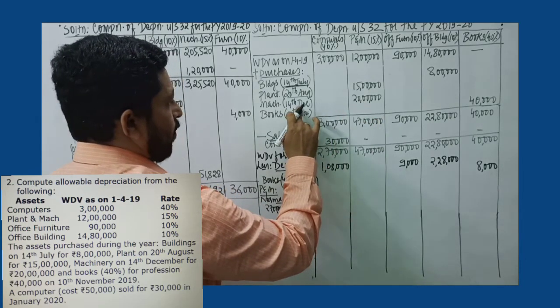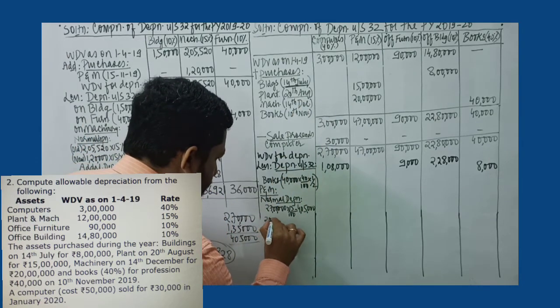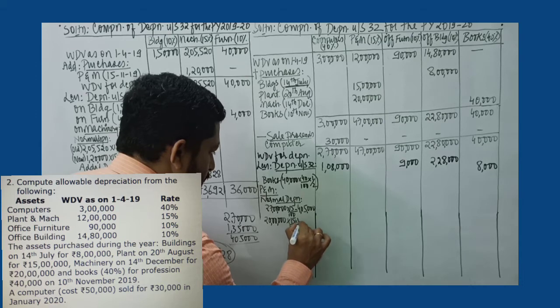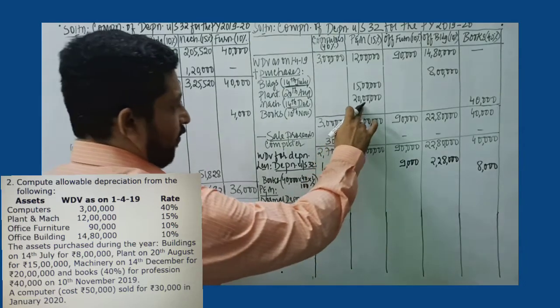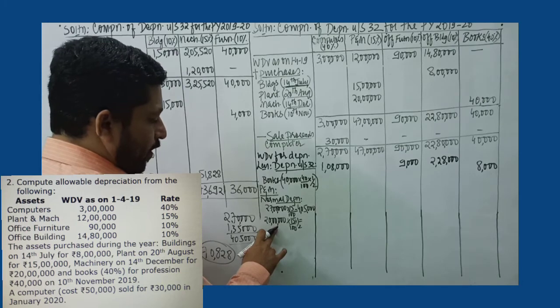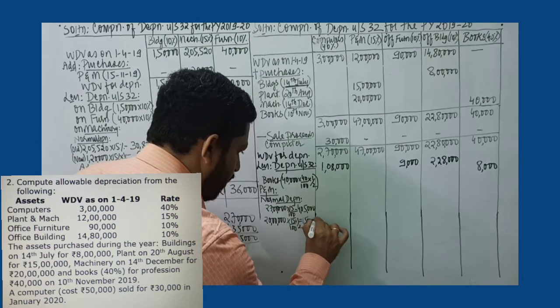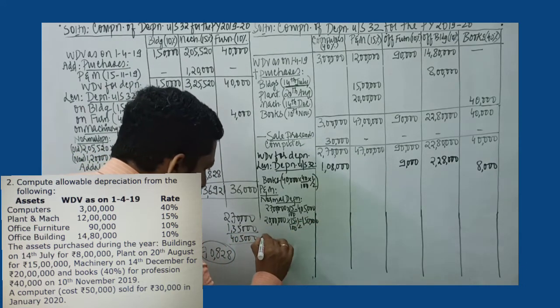this 20 lakh worth machinery purchased on 14th of December. So 20 lakh into 15%, but this is used for half the year because it is purchased on 14th of December. So 14th of December to 31st of March is less than 180 days. So 15% of 20 lakh: 10% is 2 lakh, 15% is 3 lakh. And half of 3 lakh is 1,50,000. Then we have additional depreciation.